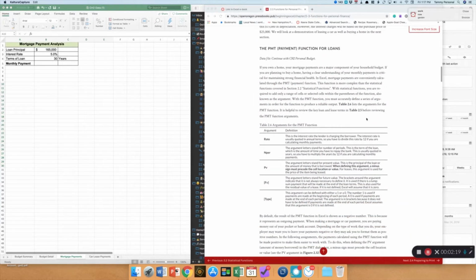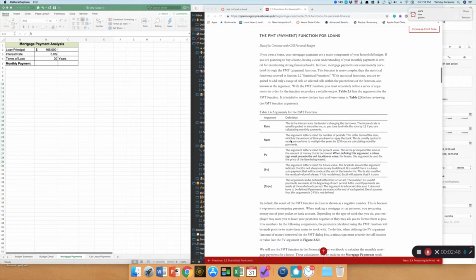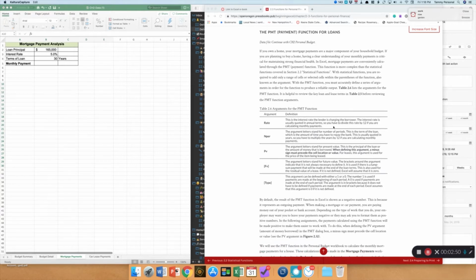It's a PMT function. Functions in Excel have arguments associated with them. Arguments are the things within the parentheses that are like what you're referring to within the function. These are the arguments that you have to have for your payment. The interest rate, and I should note that the interest rate is usually given in terms of the annual interest, and usually we want to know the monthly payment, so you have to divide it by 12.